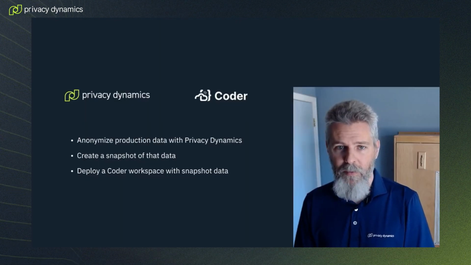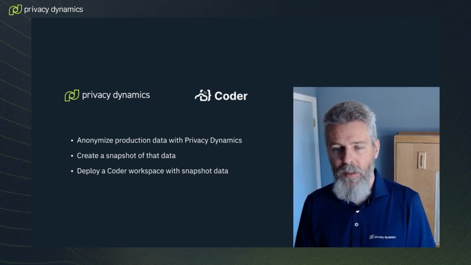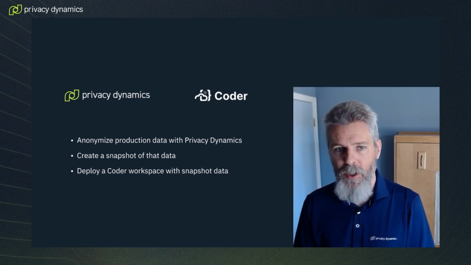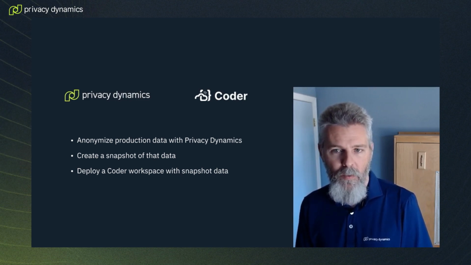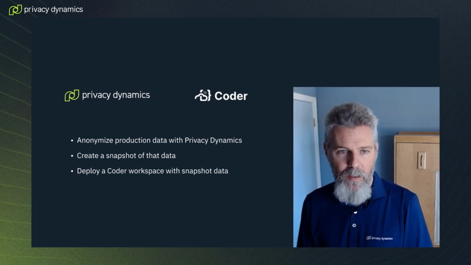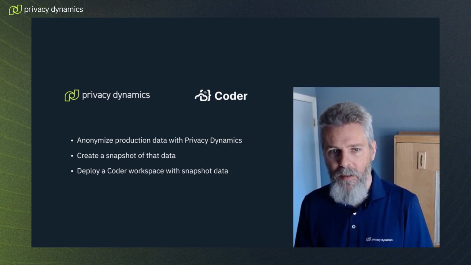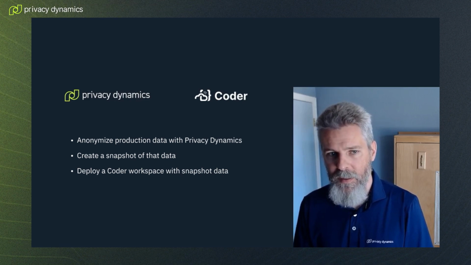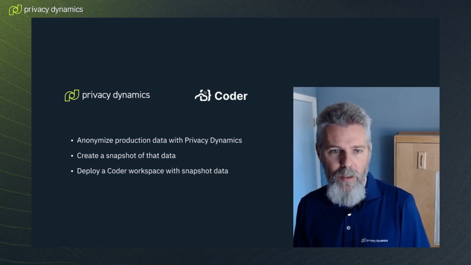Here's a quick recap of what we've done. We used Privacy Dynamics and Coder to create a de-identified snapshot of the production data. We created a snapshot of the data and stored it in a place where a Coder template can access it. Then we set up a developer workspace that automatically loads this data on startup so it can be used in development and testing.